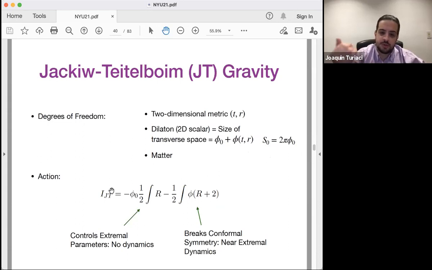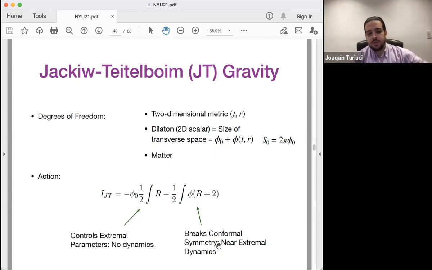And if you look at the action that you derive from higher dimensions, this is the way it looks. There is this first term, which is trivial in a way. It controls the extremal parameters. It's responsible for the presence of this S naught here. But the integral of this two-dimensional metric is topological, it has no dynamics. Maybe this is another way of answering the question of Massimo. But you need to include the leading order term, which is proportional to this varying dilaton phi. And this breaks the conformal symmetry and is responsible for the near-extremal dynamics.